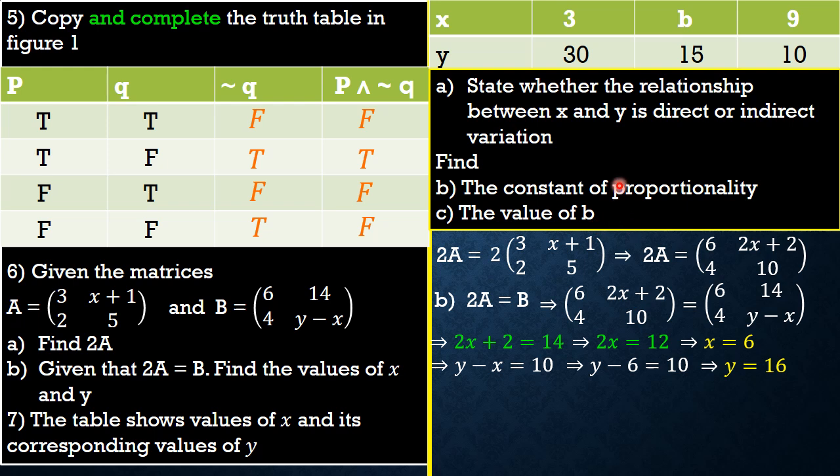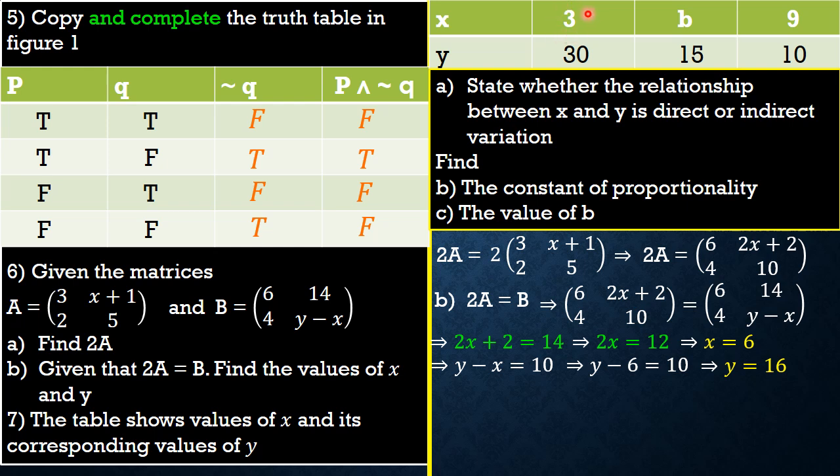Okay, so friends, this relation is going to be a direct variation if when you increase the value of x, the value of y increases as well. Then it's going to be an indirect variation if when you increase the value of x, the y value rather decreases. All right, let's judge, guys.